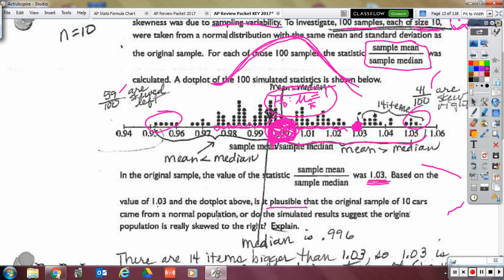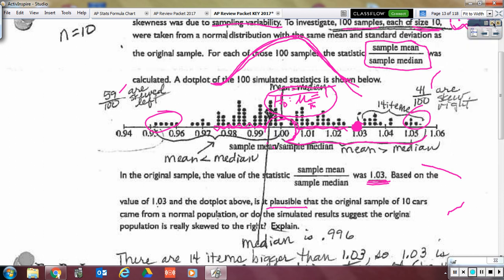So with that, what we're going to do is talk about its p-value. What is a p-value? P-value is the probability of getting this sample or something more extreme if the null is true. So based on that, there are 14 items at this sample or higher. So according to my little sample here, my sample has a p-value of what? 0.14, because it's 14 out of 100.